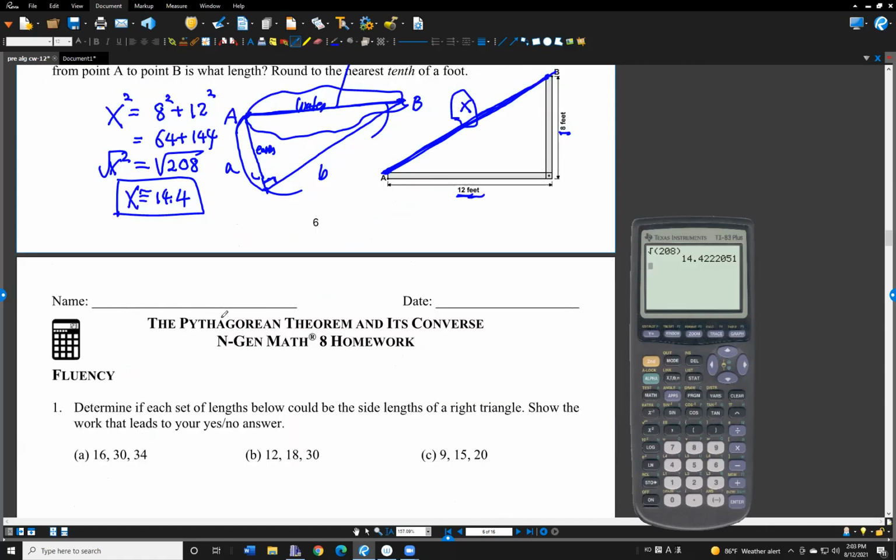All right, now we're gonna have a 10 minute break. We'll continue some practice on the Pythagorean theorem, okay? Right now it's 2:03, so 2:13 p.m., okay? Everybody come back here at 2:13. All right, 10 minutes break.